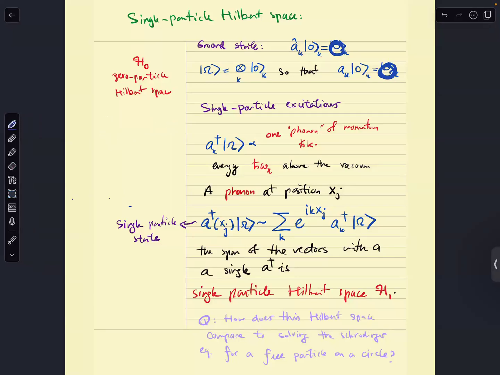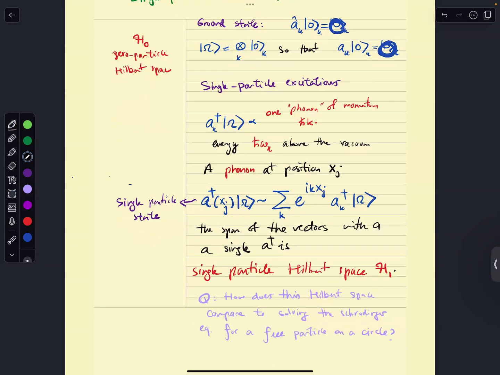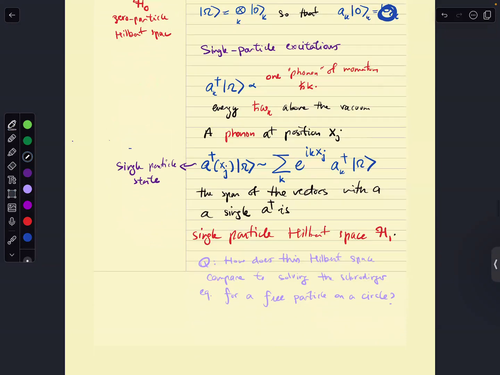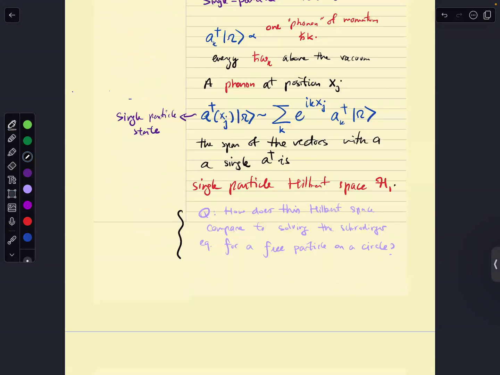All right. Any other questions? I absolutely encourage you to think about how this single particle Hilbert space compares to solving the Schrodinger equation for a particle on a circle.